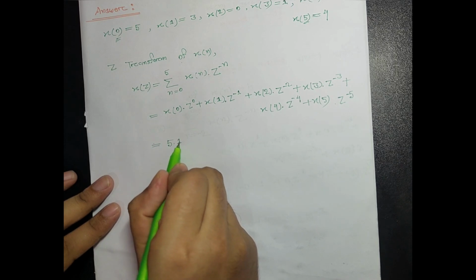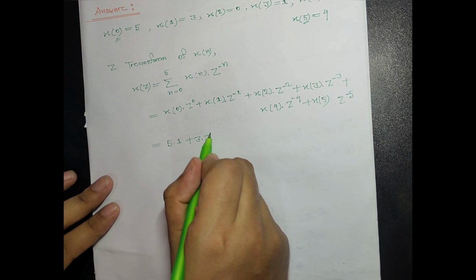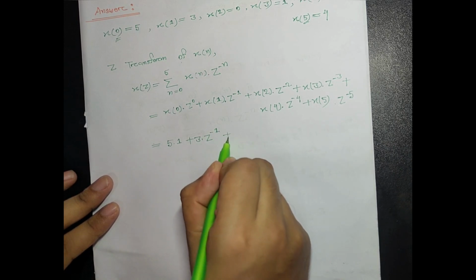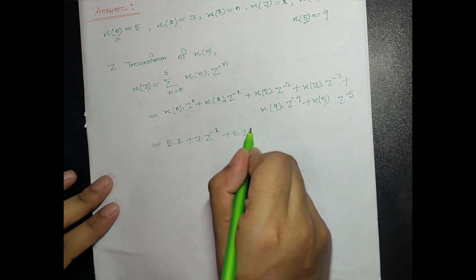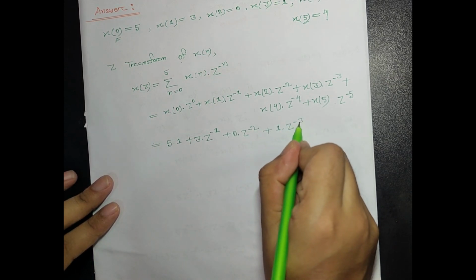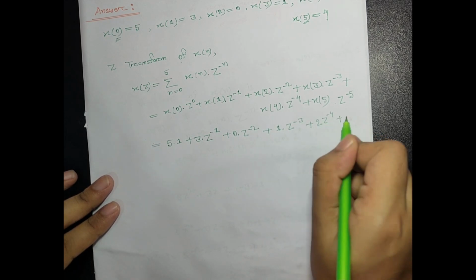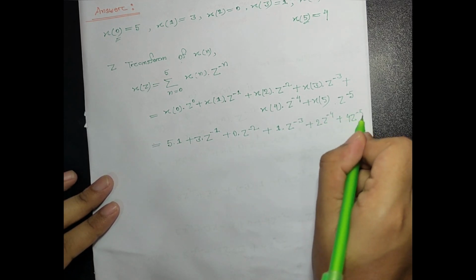5 into 1 plus 3 into z to the power minus 1 plus z to the power minus 4 into z to the power minus 5.